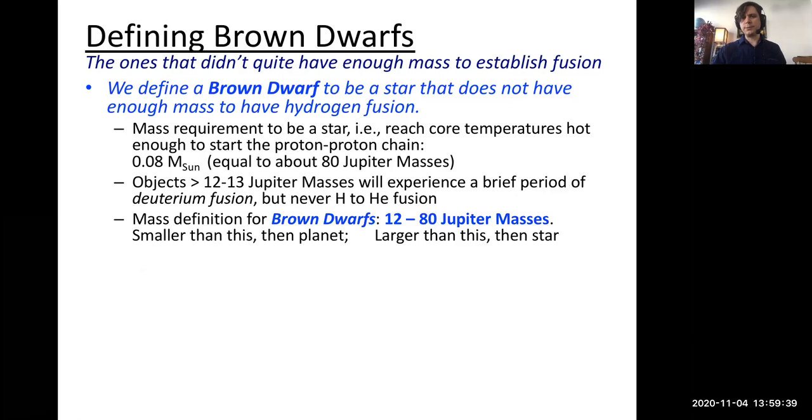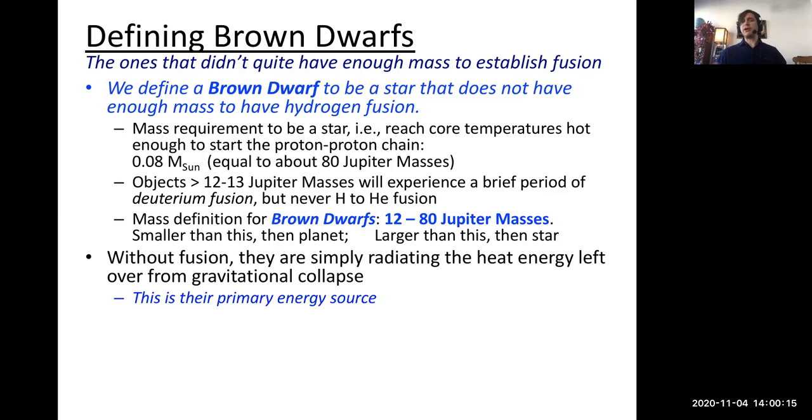A brown dwarf would be anything that is large enough to have this brief period of deuterium fusion, but small enough that it never actually establishes the proton-proton chain in its core. Its core never reaches 10 million Kelvin, which gives us a range of 12 to about 80 times the mass of Jupiter. And it's easiest to do these in Jupiter masses instead of the masses of the sun. For reference, the mass of Jupiter is about 1/1000th that of the sun. If you're smaller than this range, you're a planet. If you're larger, then you're a star.